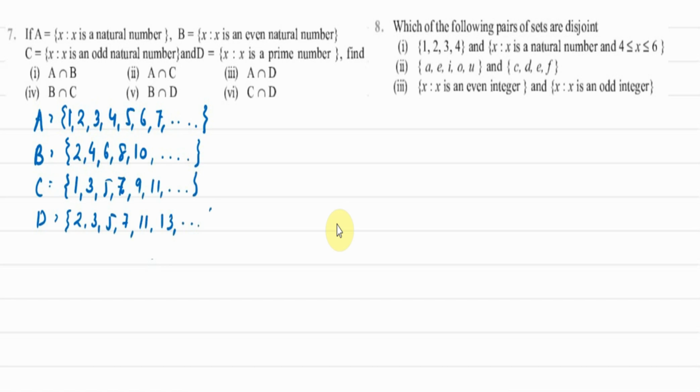Now the first part they are asking us to evaluate is find out A intersection B. Now we have to write down the common elements which are lying in both the sets A and B. So the common elements are 2, 4, 6, 8, 10 and so on. That means this will be again equal to the set of even numbers, that will be equal to set B. So A intersection B will be equal to B.